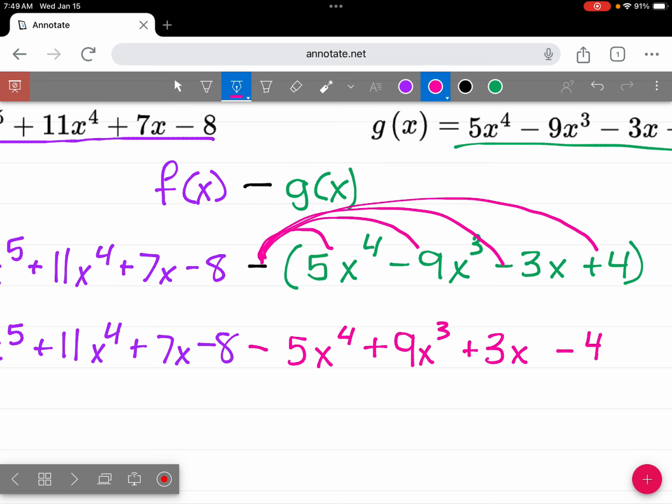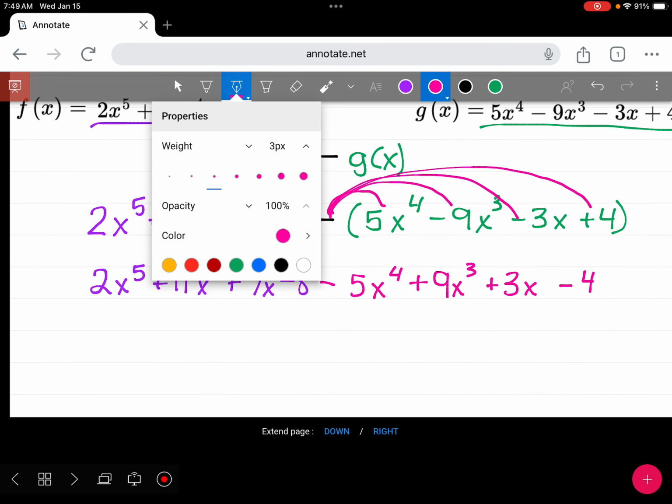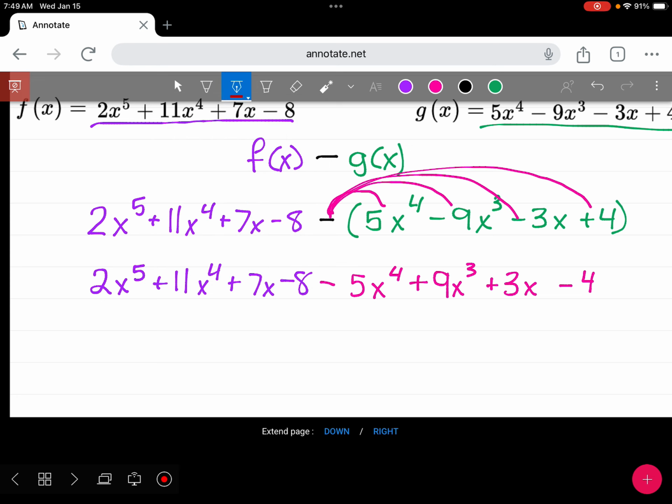So we need to make sure we distribute the minus sign because we are subtracting everything that's in g of x, not just the first piece. It is super important. The most common mistake that happens is we just forget the parentheses and we're just subtracting our 5x to the fourth and everything else doesn't change signs. That's the most common mistake we have. So after this, it's our combining like terms and then I'll stop talking at you.